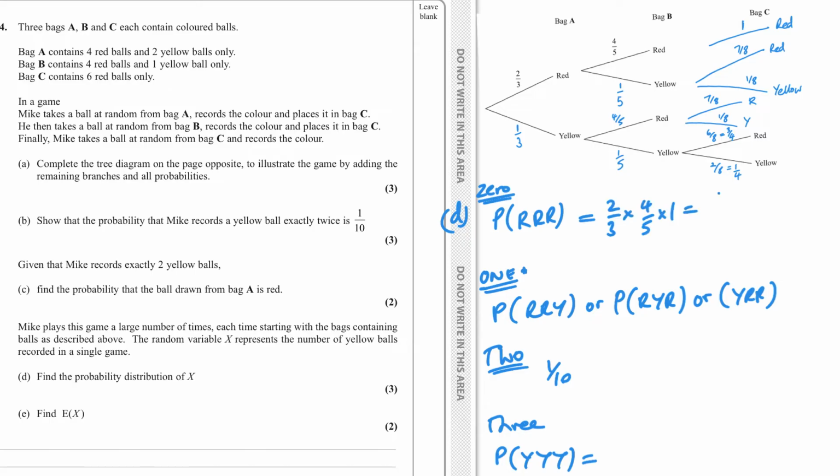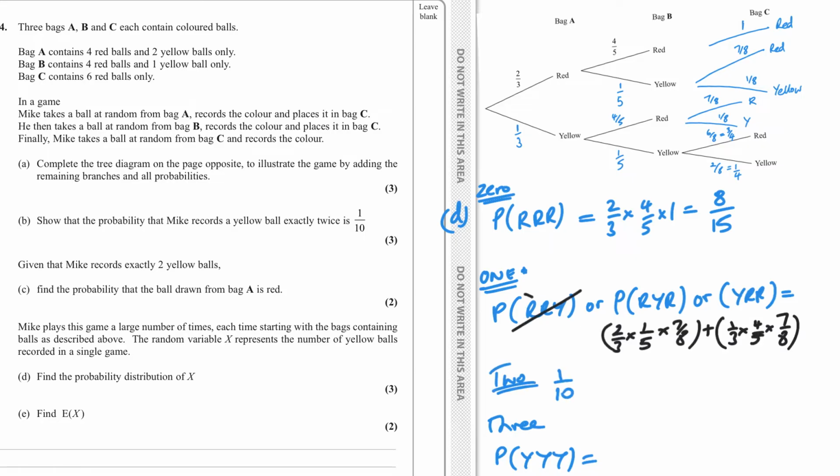So no yellows will be 8/15. Now, with 1, red, red, yellow doesn't exist, because it goes red, red, red, and there's no yellow in that last one. So we just got the 2 to work out, and these will work out to 7/20. 2, as we said, we've already done, and then the final one of 3 yellows. So it's a third, a fifth, and a quarter.